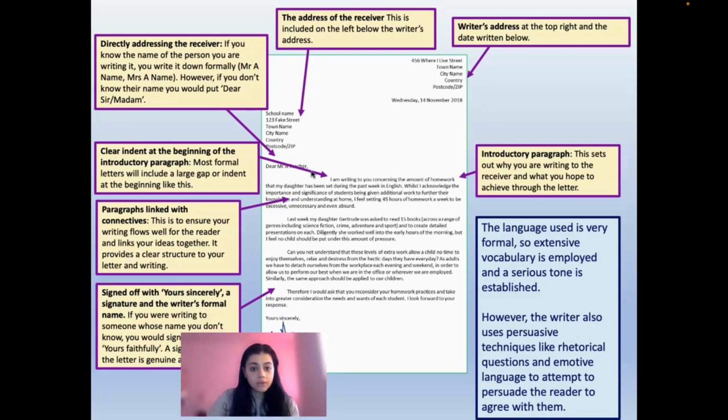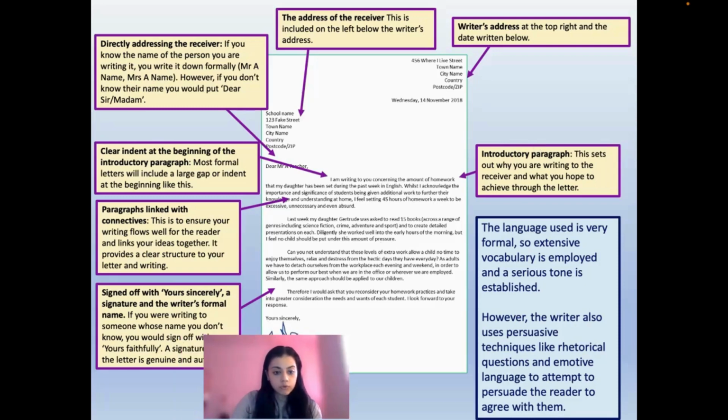Regarding who you're addressing, if you know the name of the person you are writing to, you write it down formally. However, if you don't know the name, you just put Dear Sir or Madam. After you address the receiver, you're going to have an indent at the beginning of your introduction paragraph, which is sort of like a large gap. Your introduction paragraph should be quite small, quite narrow, but it should set out why you are writing to the receiver and what you hope to achieve through the letter.